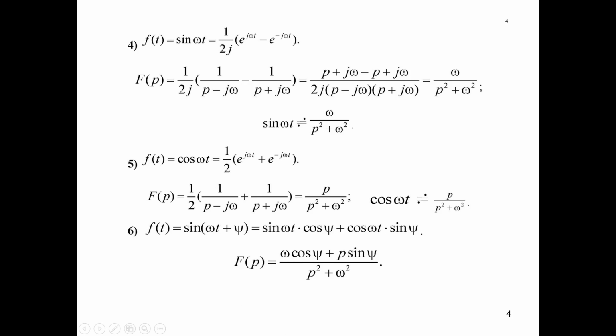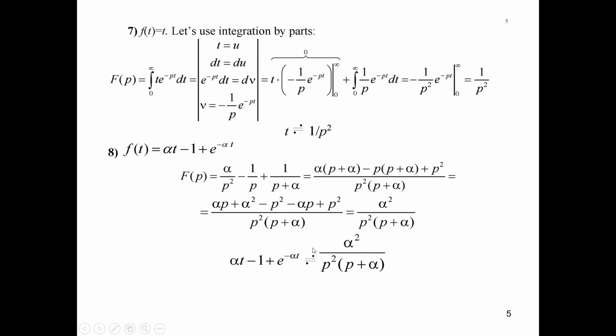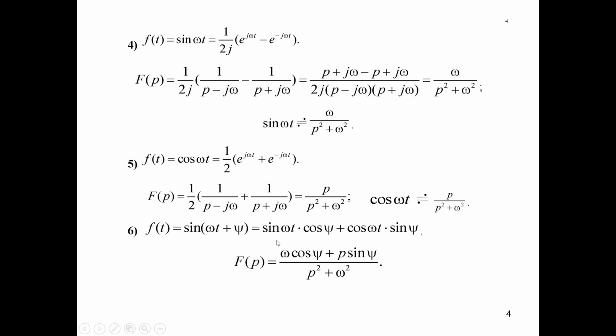Let's proceed. Then let's present such a function as sine of omega t plus psi. It's a common function. Let's use the trigonometric formula for the sine of alpha plus beta, here omega t plus psi. It may be presented as sine omega t cosine phi plus cosine omega t sine phi. It's from trigonometry.